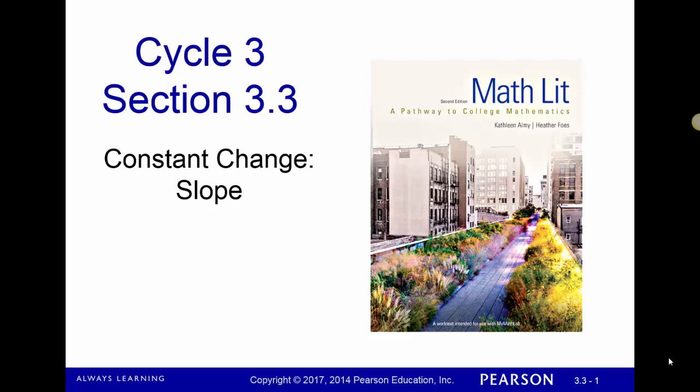In this video, we will go over concepts from sections 3.3, 3.5, and 3.6. So 3.3 starts with slope. Constant rate of change is slope.